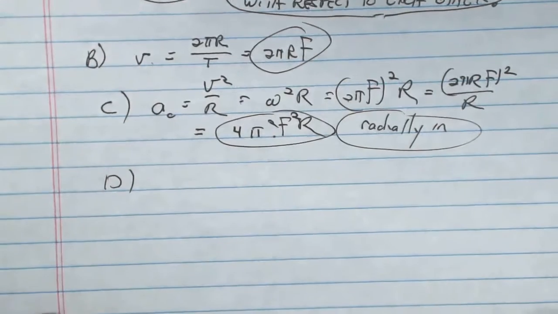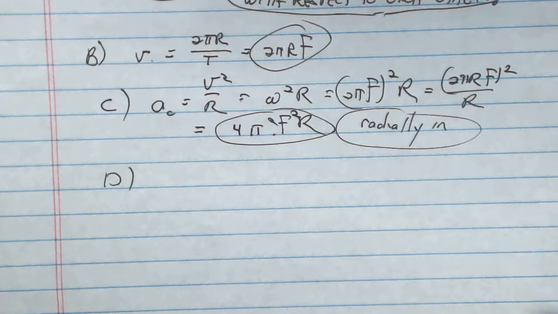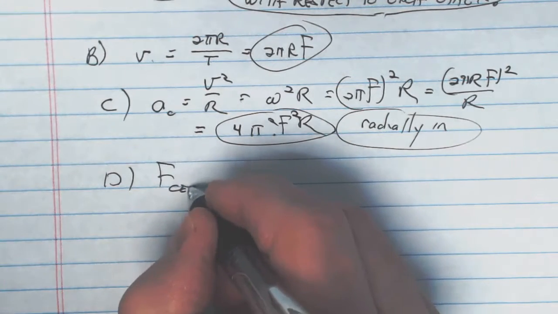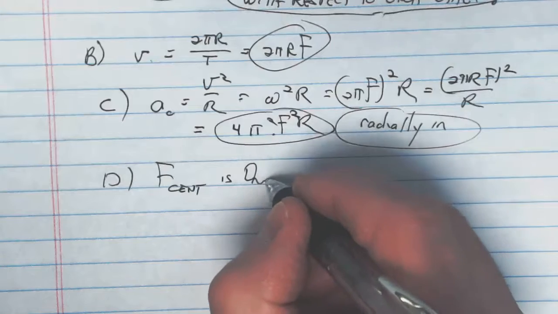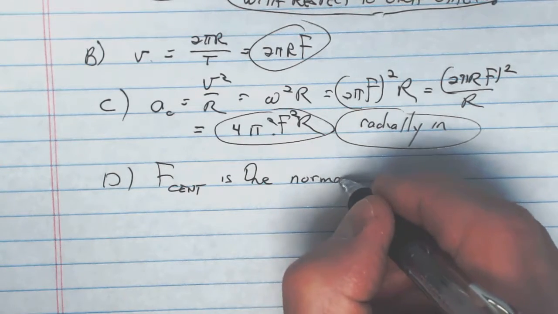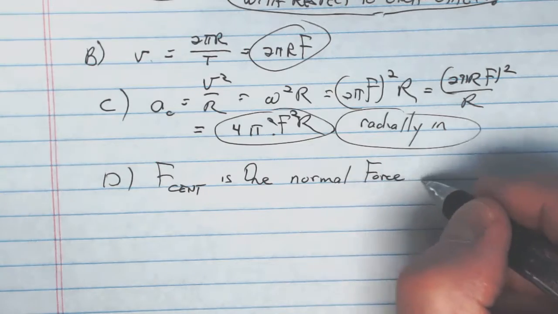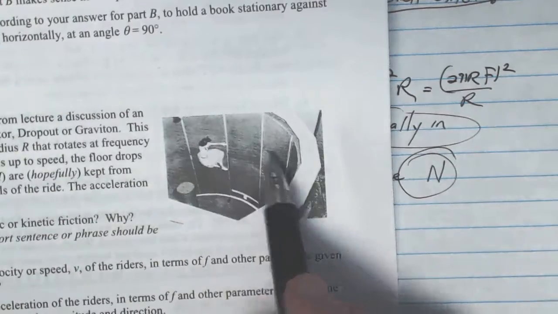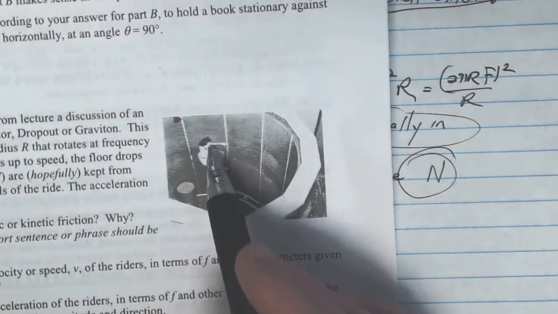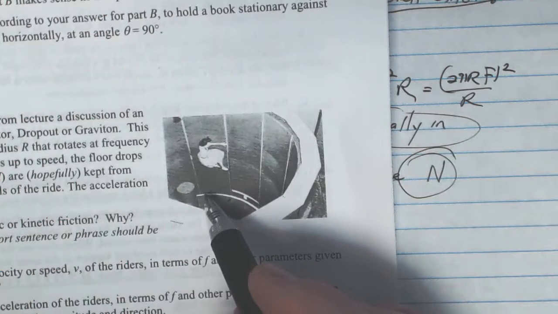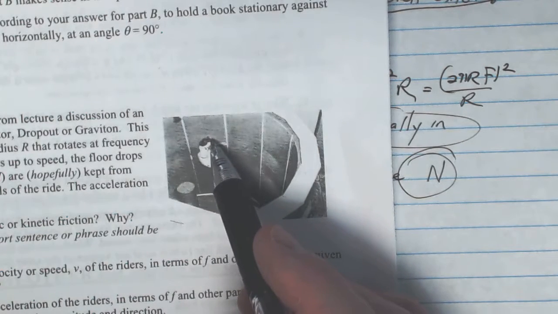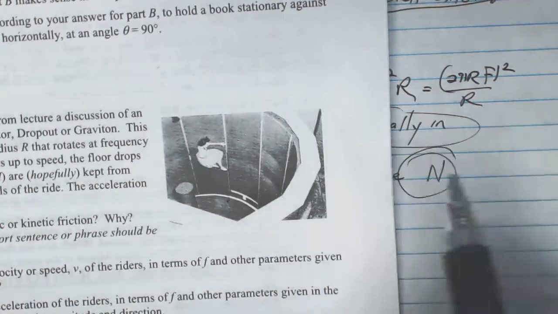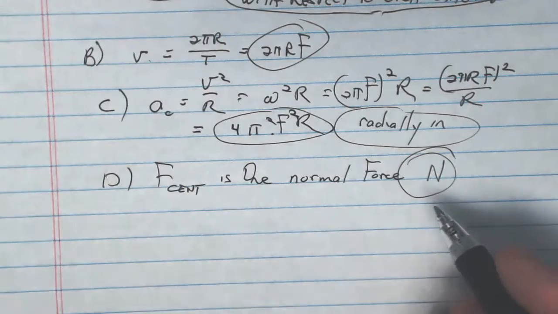Part D, what forces act or contribute to the centripetal acceleration on this ride? Normal force. F centripetal is the normal force, in from the wall. Okay. If you picture this, what is it that's making her go around the circle? Well, it's not friction that's holding her up. It's not gravity that's pulling her down. She's going around in a circle because the normal force from the wall is pushing on her. If you remove the normal force, that would be like removing the wall. You just go flying off in a straight line. So D is the normal force.